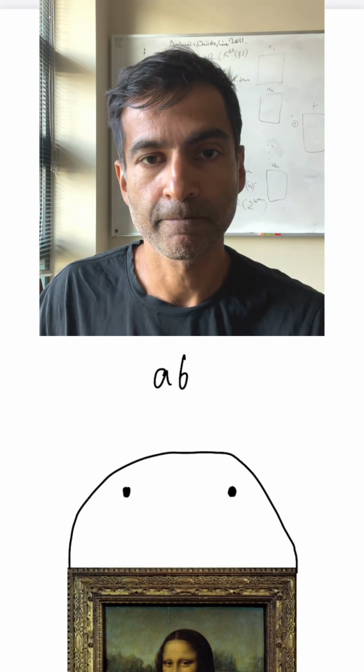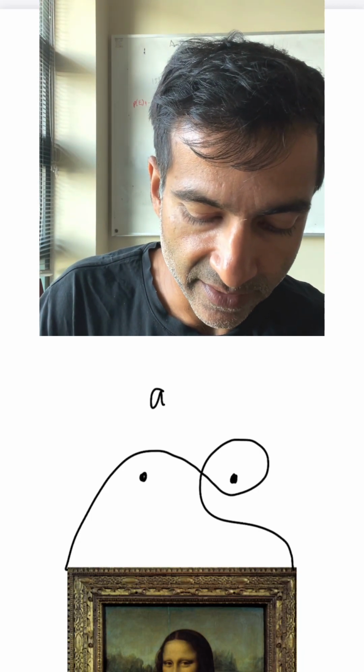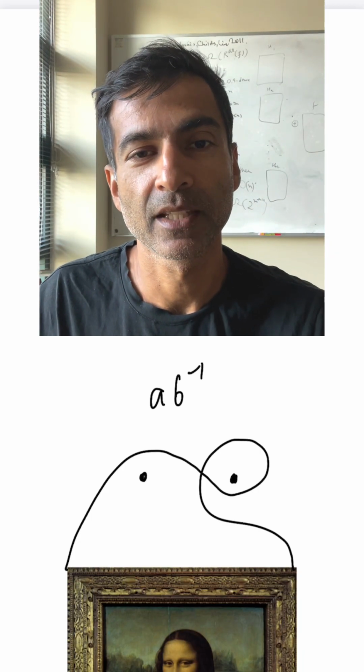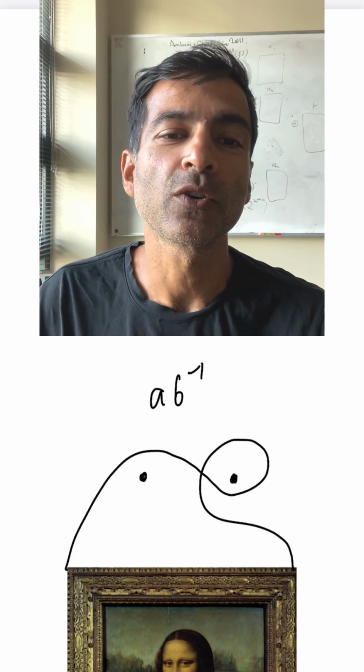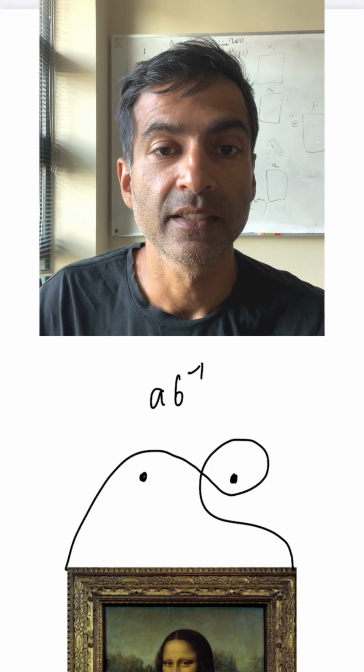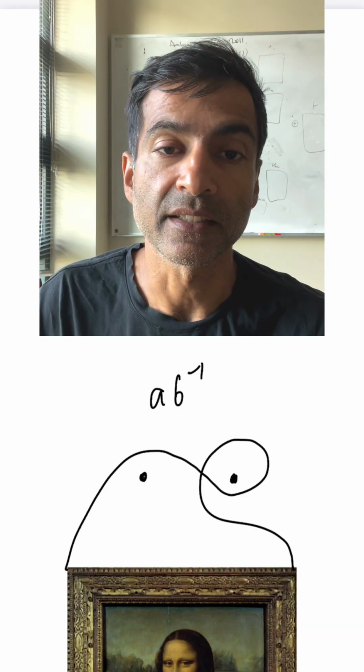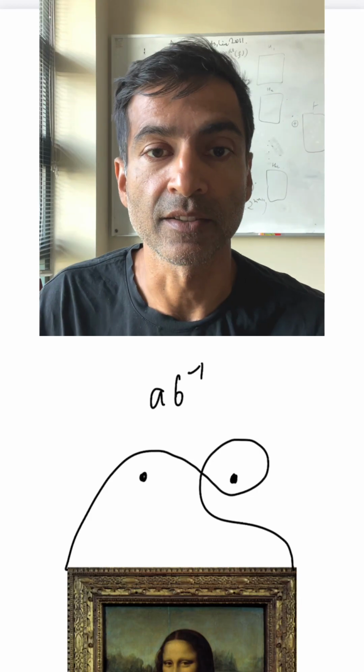If I have 2 nails, then this corresponds to AB, and this corresponds to AB inverse. So A means you go clockwise around the first nail. B inverse means that you go counterclockwise around the second nail.